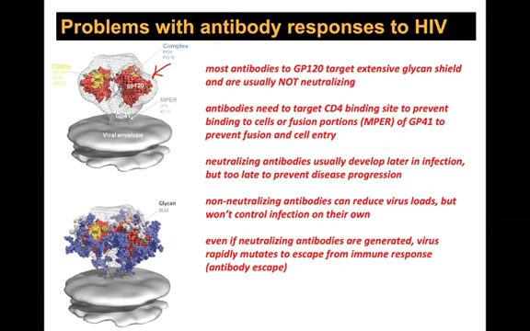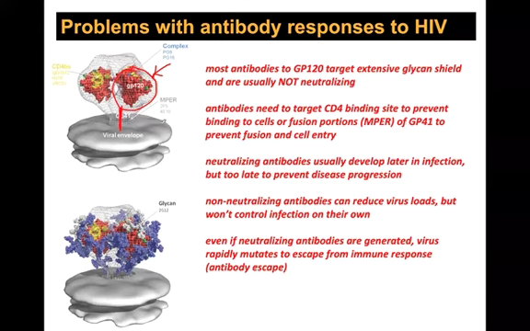Okay, so here's GP41. It's not drawn here, but it's the stalk that sticks through the membrane of the virus. And then GP120, which is this part here, is the part that's going to recognize CD4 and the co-receptor. But targeting that glycan shield doesn't neutralize the virus. A big problem is that most antibodies initially are not neutralizing.